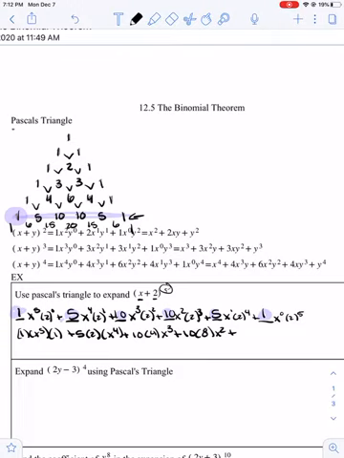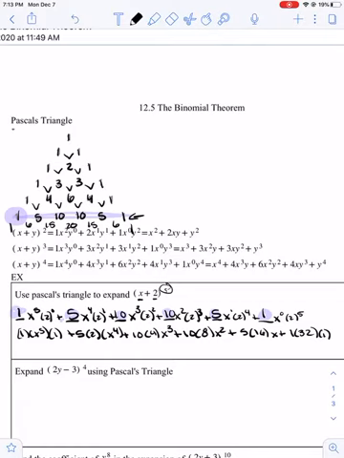2 to the 4th is 16. So we have 5 times 16x, plus 2 to the 5th is 32. So 1 times 32 times x to the 0, which is just 1.